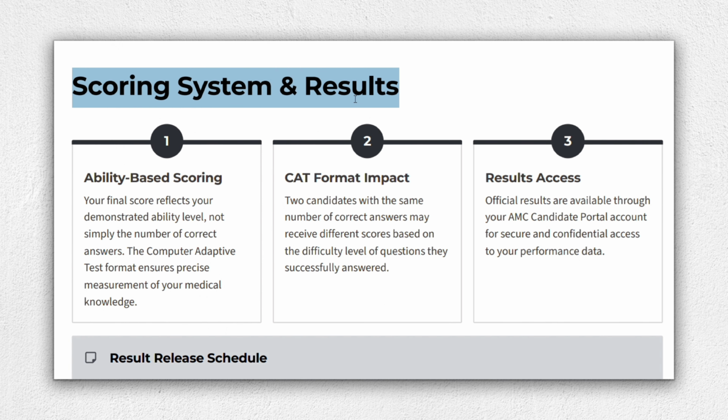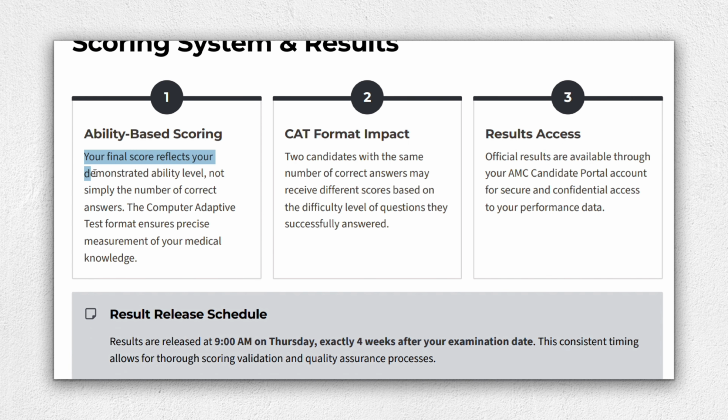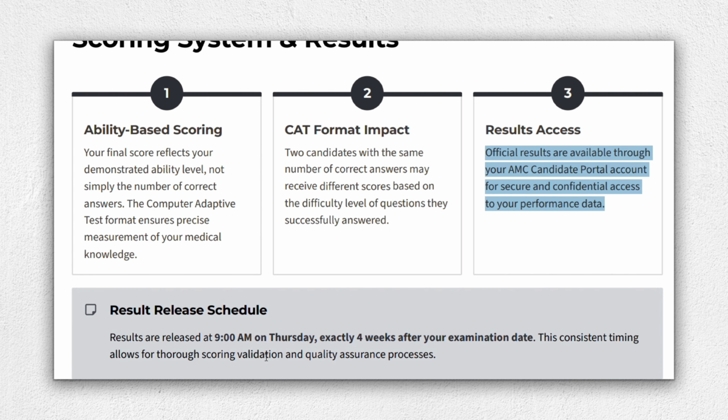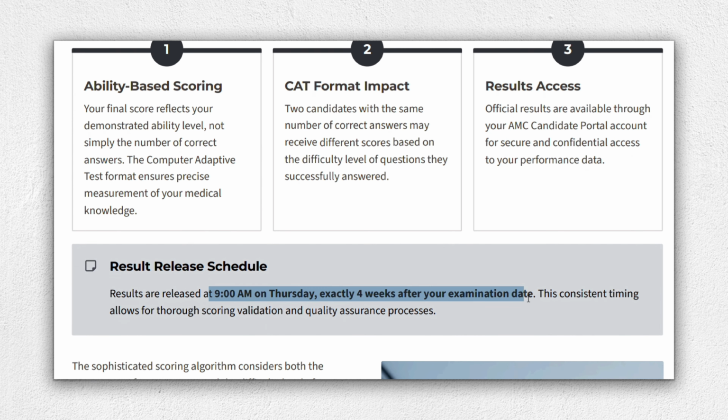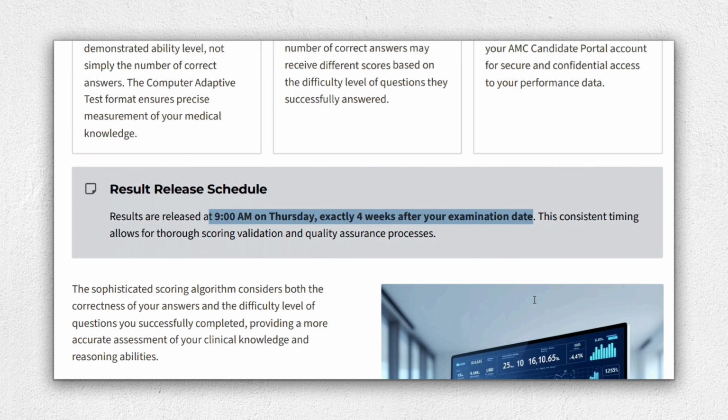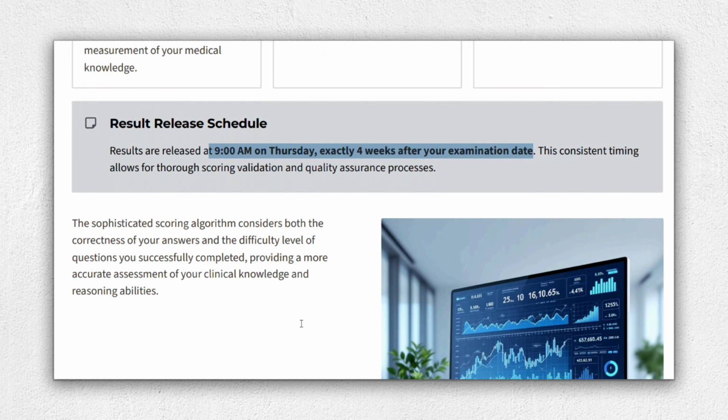Now you must be wondering, how exactly is this exam scored and when do you get your results? Unlike traditional exams, your score isn't just the number of correct answers, because it's adaptive. The exam looks at your ability level. 2 candidates may answer the same number of questions correctly but get different scores depending on how difficult their questions were. Your results are published on your candidate portal. Release time is 9 AM Thursday, 4 weeks after your exam day. So patience is key, but the system is fair.